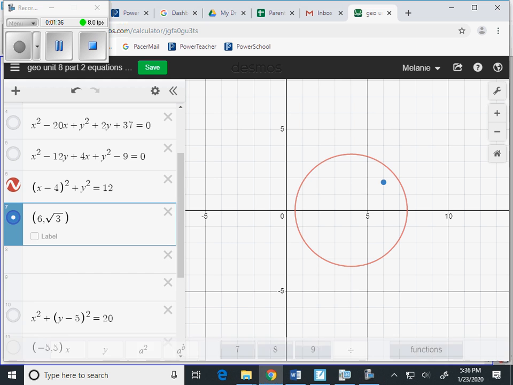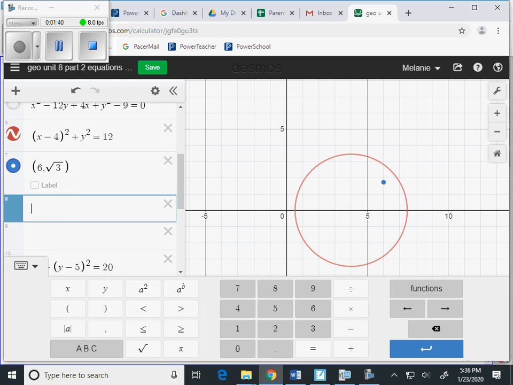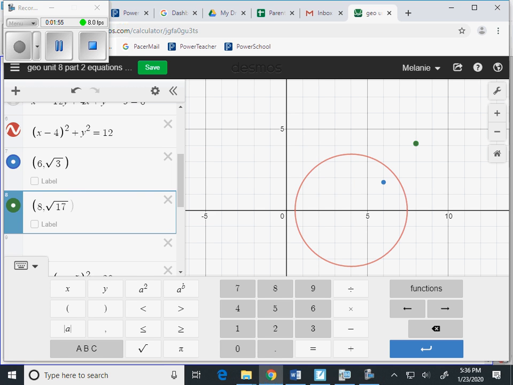But I want to stay on Desmos here for a minute. The next point that we're looking at is the point 8, square root of 17. So parentheses, 8, comma, and then square root of 17, right arrow, and then close the parentheses. So our green point is outside of the circle.